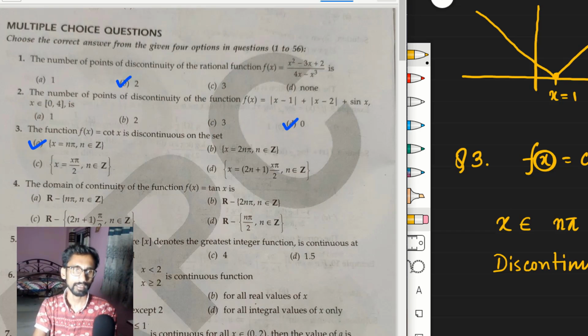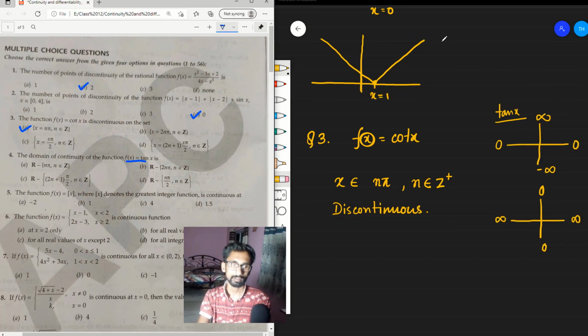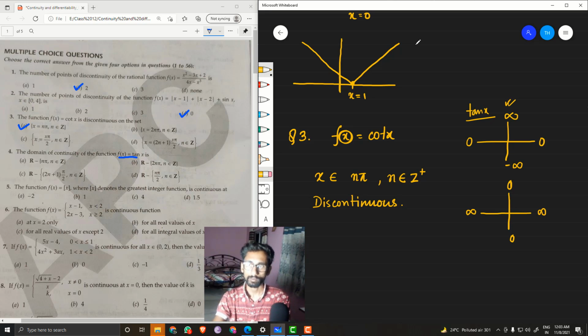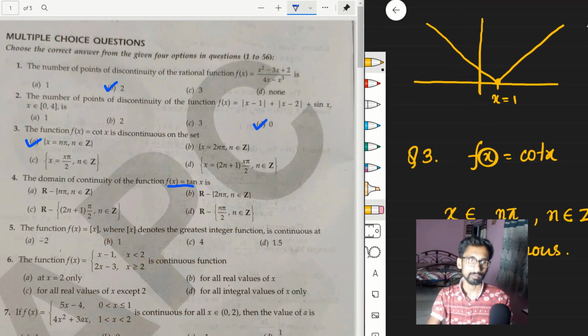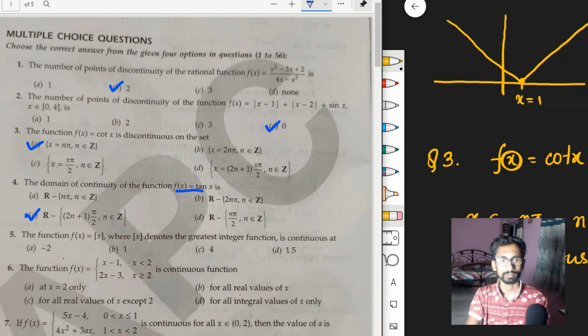If the given function was defined as f(x) equals tan x, then option D should have been the correct answer. In the next case, the given function is defined as f(x) equals tan x. Now we need to find the domain where the function is continuous. So we just need to avoid those values where x is equal to the odd multiple of pi by 2. For all other real values of x, the given function is continuous. So real numbers minus the odd integer multiples of pi by 2. So option C is the correct answer.